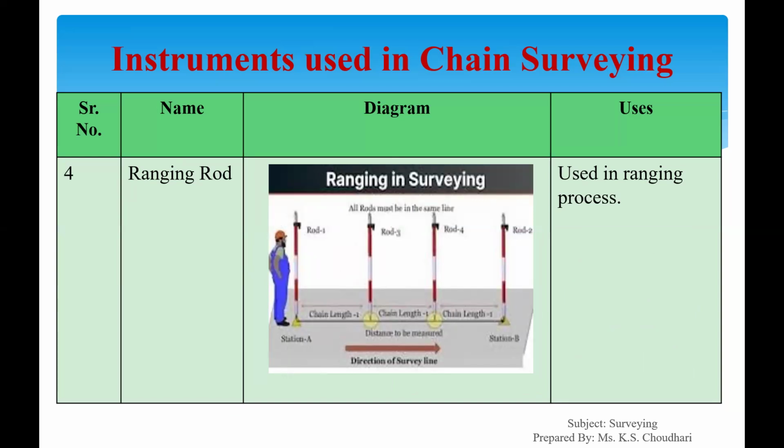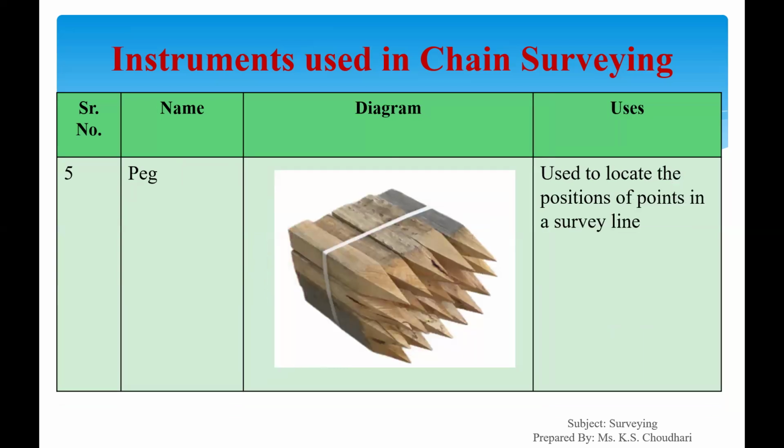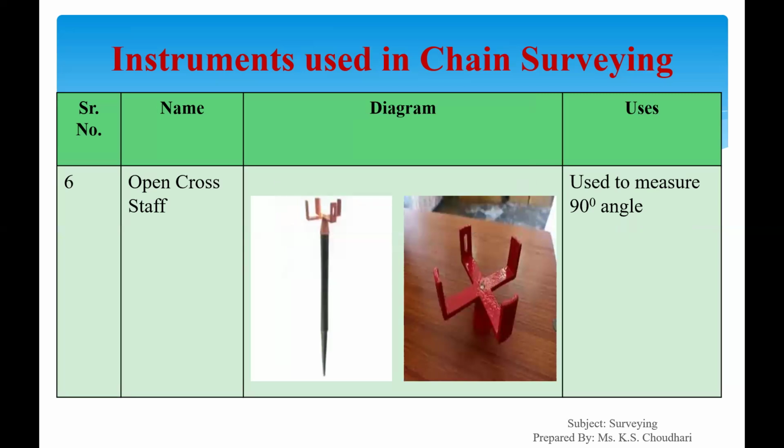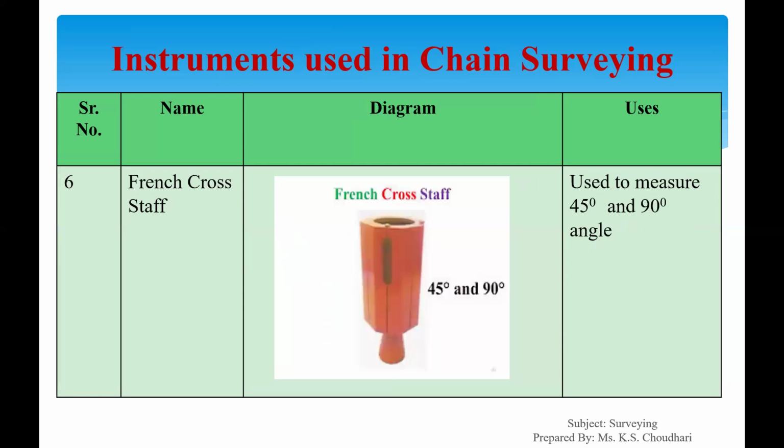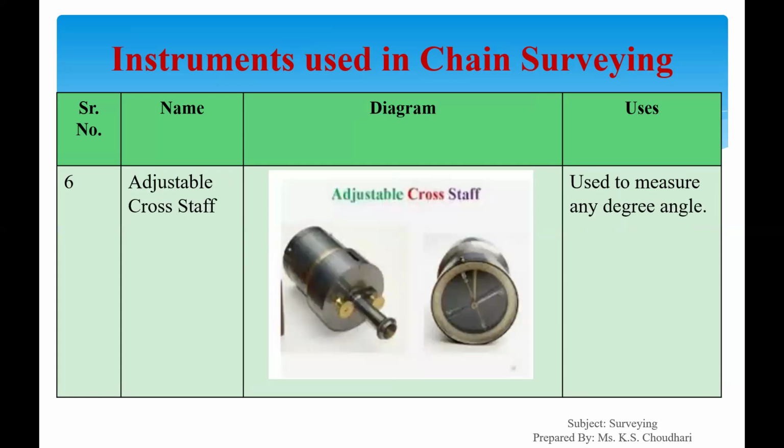Number 4, ranging rod. It is used in the ranging process. Number 5, peg. It is used to locate the position of points in a survey line. Number 6, open cross staff. It is used to measure a 90-degree angle. Range cross staff. It is used to measure 45-degree and 90-degree angles. Number 7, adjustable cross staff. It is used to measure any degree angle.